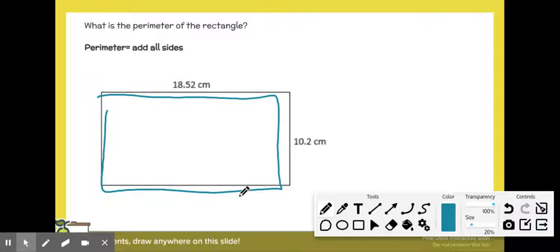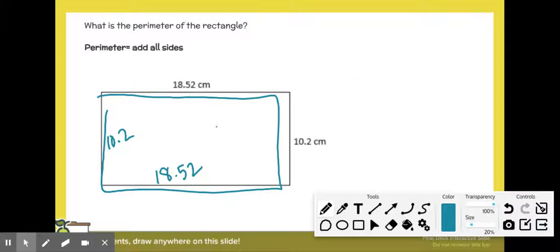So if you need to, you could write the opposite sides in, 10.2, go over here, just to remind yourself that there are 4 sides. Now you could, and I would need you to write down over here what you're plugging into your calculator. I don't mind that you use a calculator, but I want you to show me what method. Are you adding 18 and 52 hundredths plus 18 and 52 hundredths plus 10 and 2 tenths plus 10 and 2 tenths, adding all the sides together?